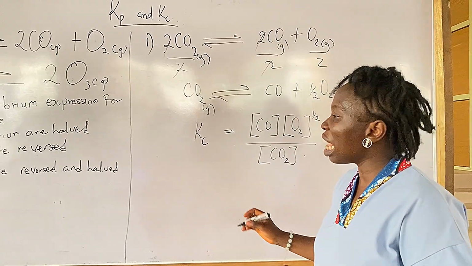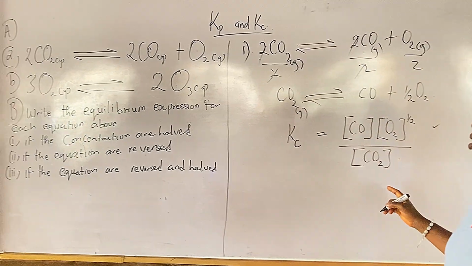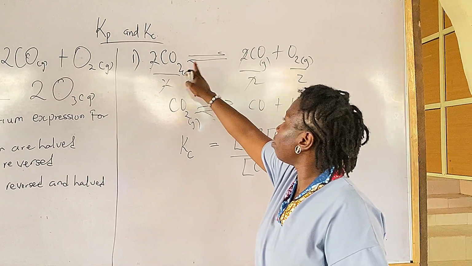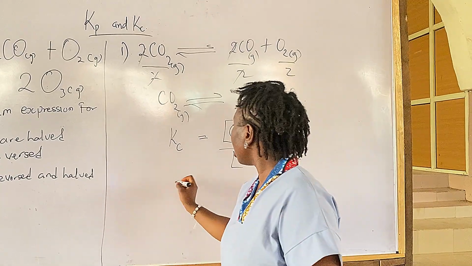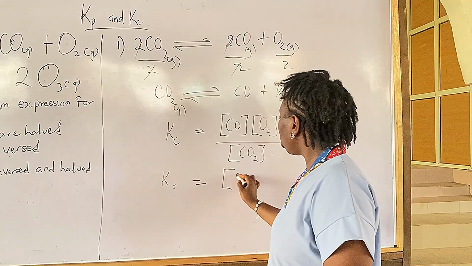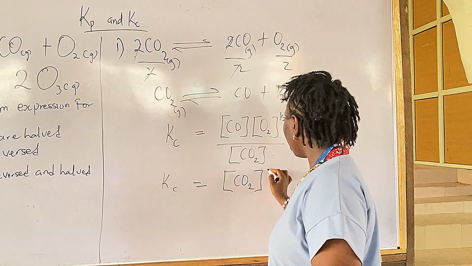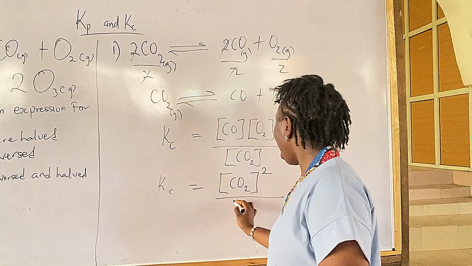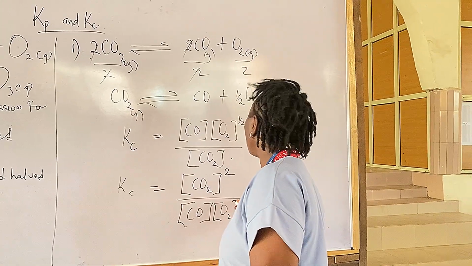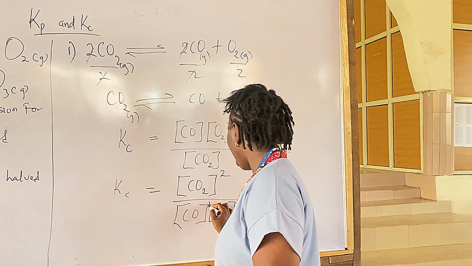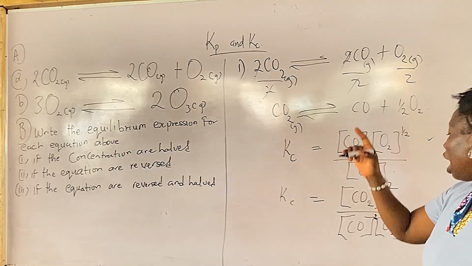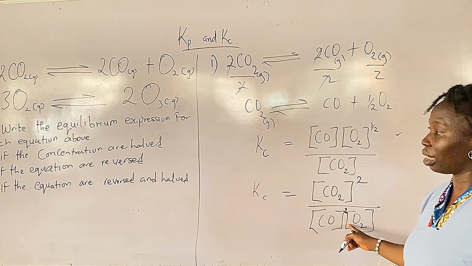Now, the second one, if the equations are reversed. We said this is forward, then reverse. If it is reversed, it therefore means that Kc will be equal to CO2 raised to power 2, all over the CO concentration and O2 concentration. Remember that here is raised to power 2 from the original equation. So from the original equation, this is the reversed form.